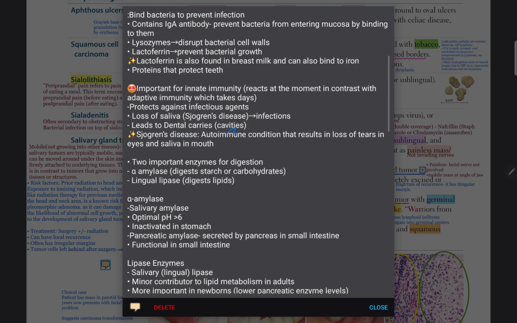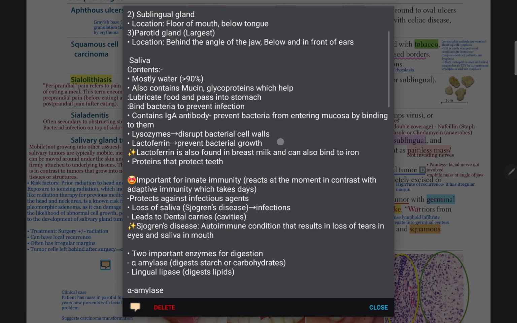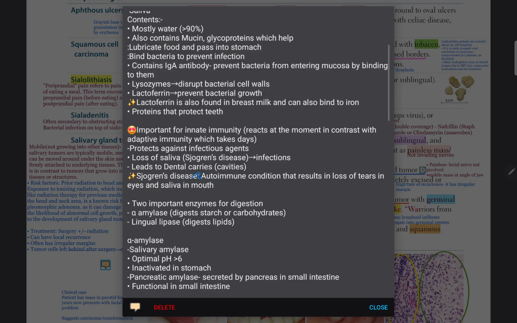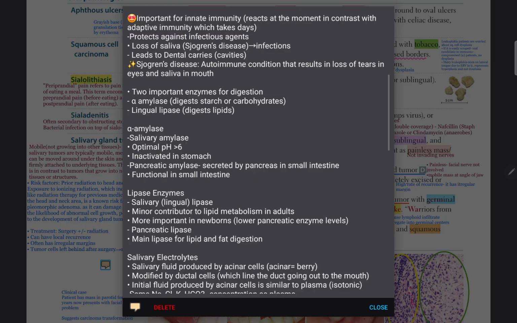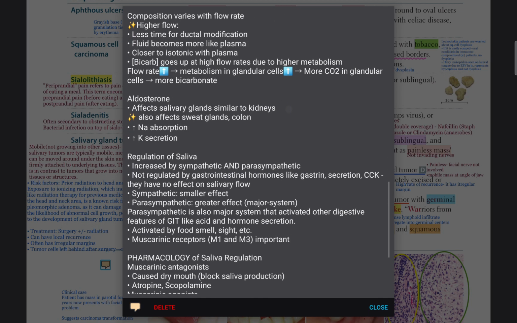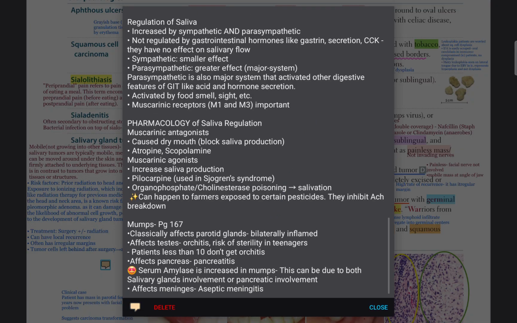It can also lead to dental caries or cavities, because saliva contains proteins that protect the teeth. In Sjogren's disease there is a loss of tear and saliva in the mouth.